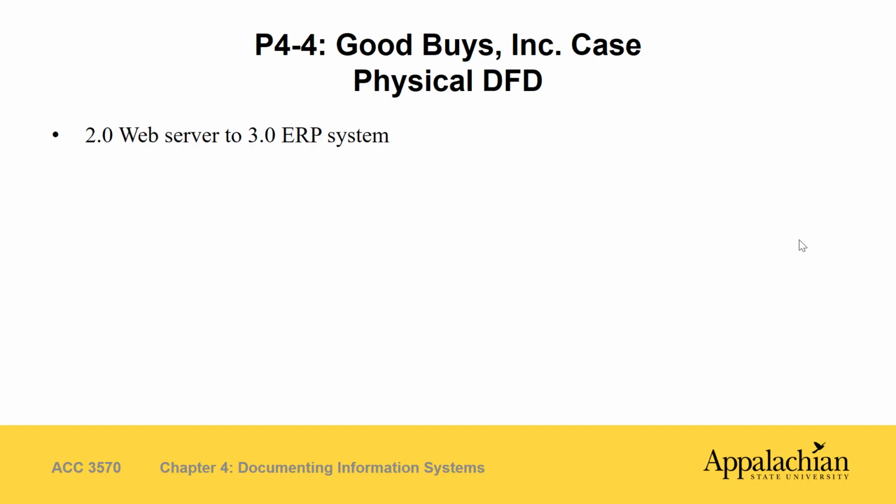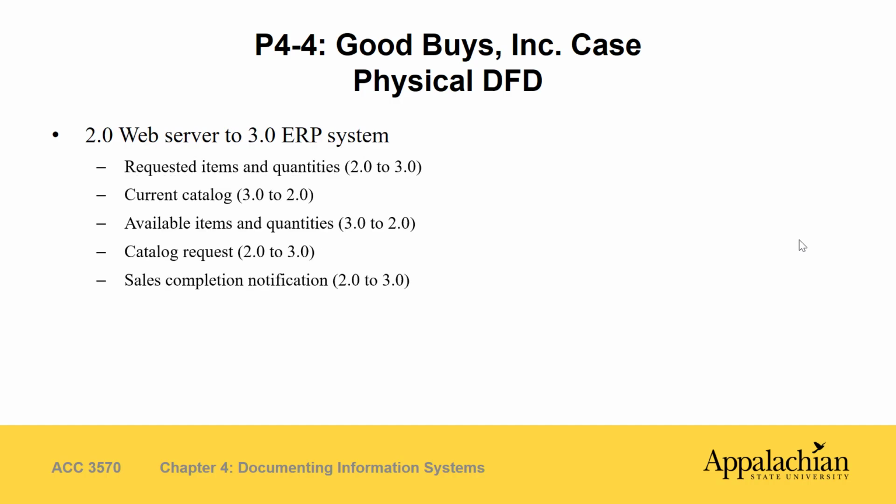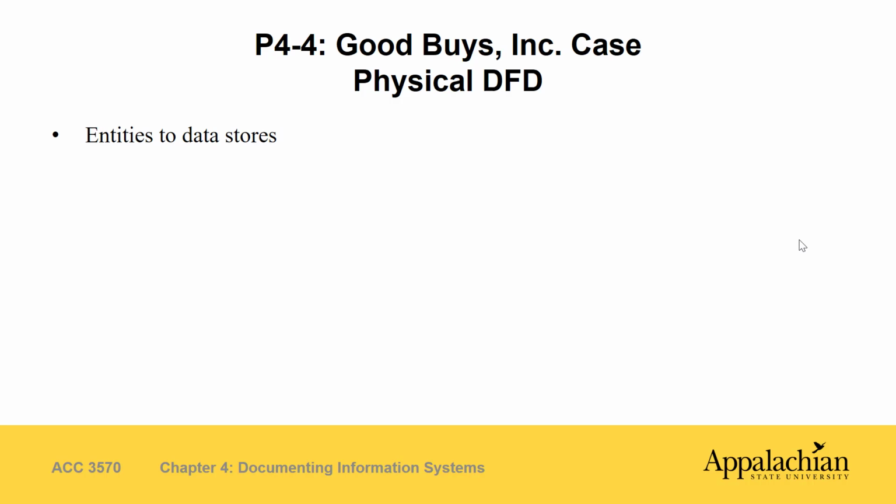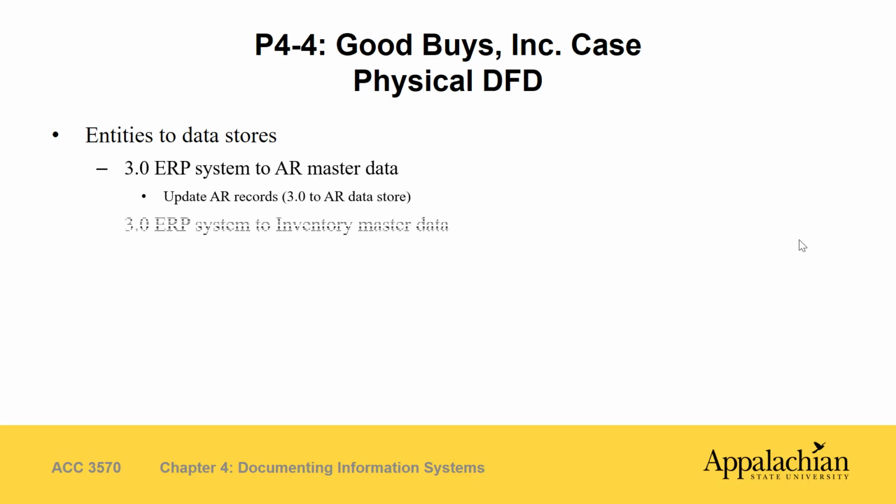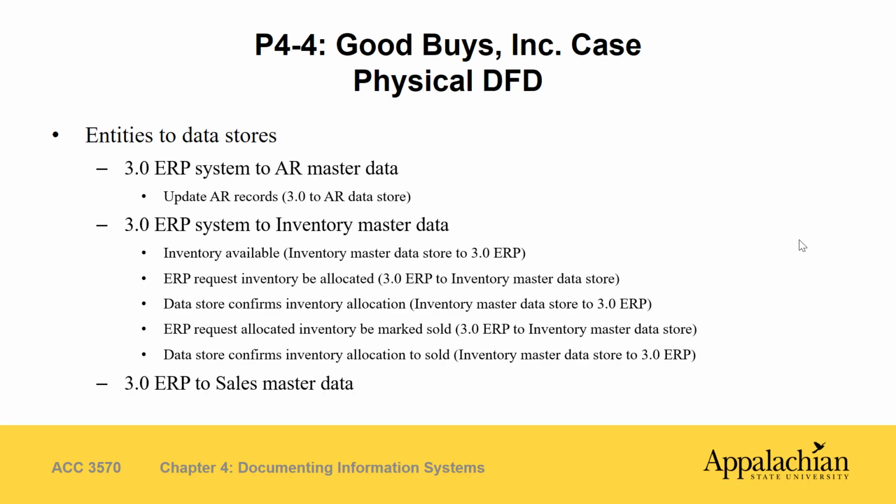So you've got your 2.0 server to 3.0 ERP: requested items and quantities, current catalog available items and quantities, catalog request, sales completion notification. Those activities are directly off the table of entities and activities. So your entities to data stores: 3.0 to AR master data, ERP system to inventory master data.